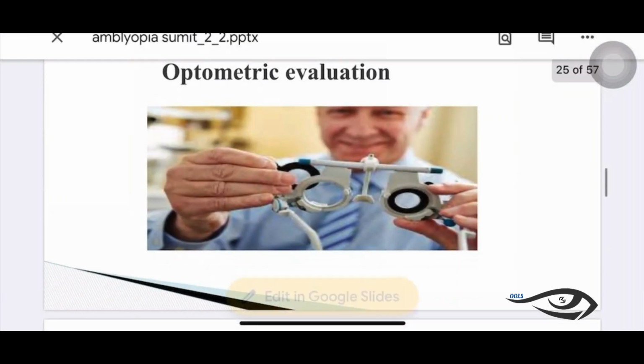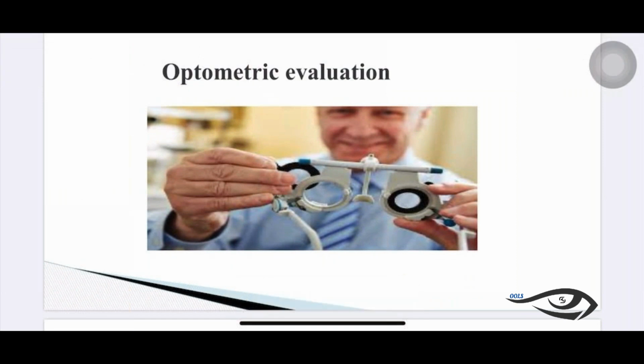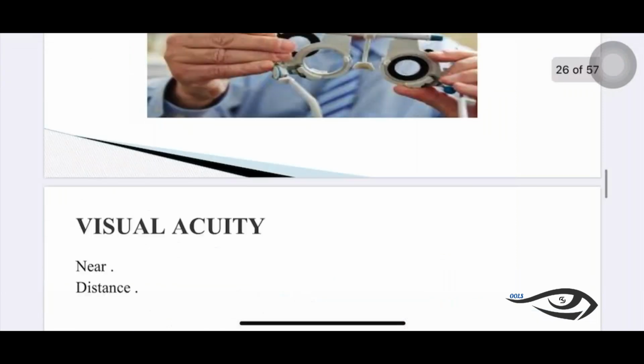Now we'll talk about the optometric evaluation, which is a very important part. So first, you have to check visual acuity, near as well as distance visual acuity.